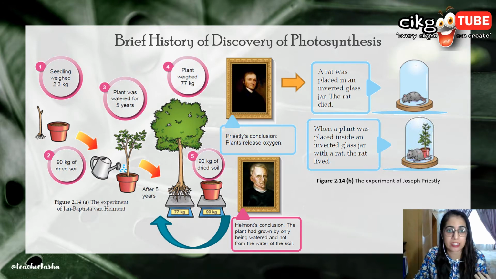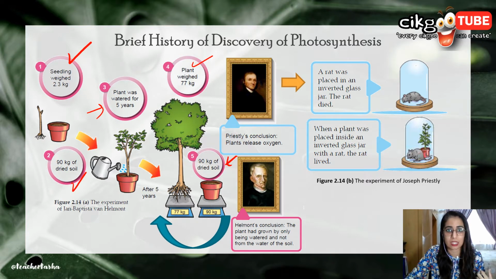Jan Baptista van Helmont actually did an experiment with a seedling that weighed about 2.3 kilograms, and he had 90 kilograms of soil, and the plant was watered for 5 years. Can you imagine the determination? The plant weighed like 77 kilograms after 5 years, but the soil was still 90 kilograms after 5 years.